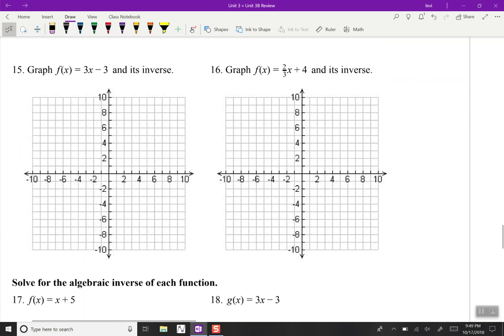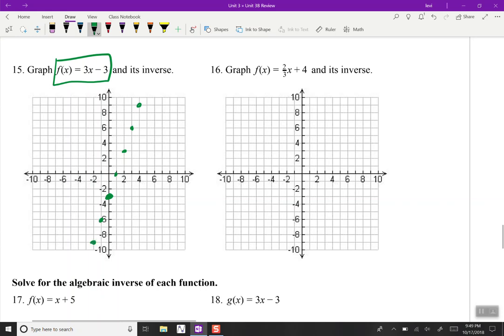15. Graph this and its inverse, so f of x equals 3x minus 3. Well, what's our y-intercept? It would be -3. What's our slope? Up 3 over 1. Up 3 over 1. Down 3, left 1.